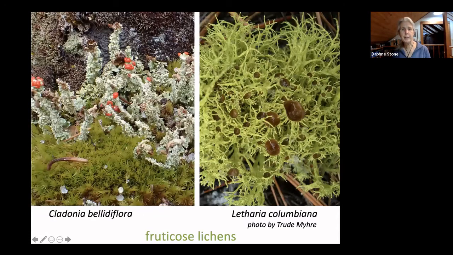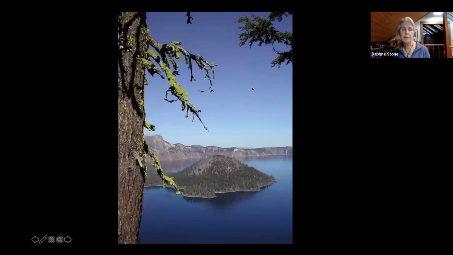Other fruticose lichens include the cladonias, which are pixie cups, or these British soldiers with little red apothecia at the top. And bushy lichens like our beautiful Letharia columbiana, which grows on the east side of the Cascades, more often on the east side of the Cascades.